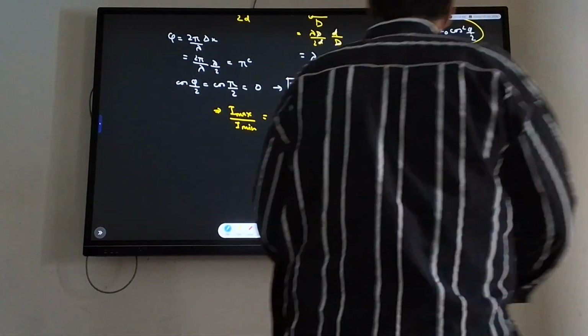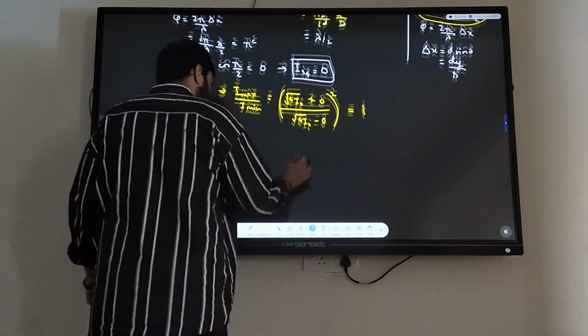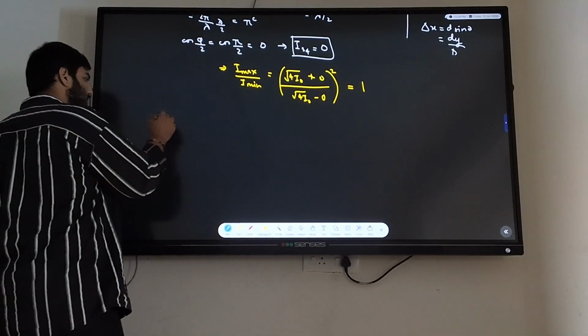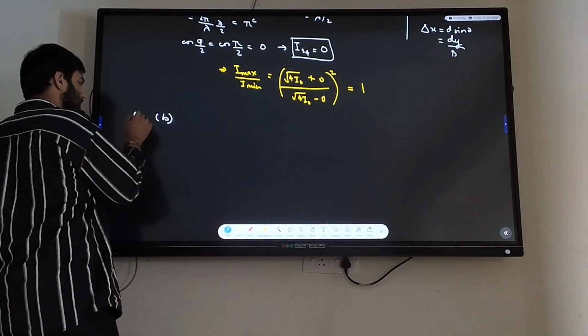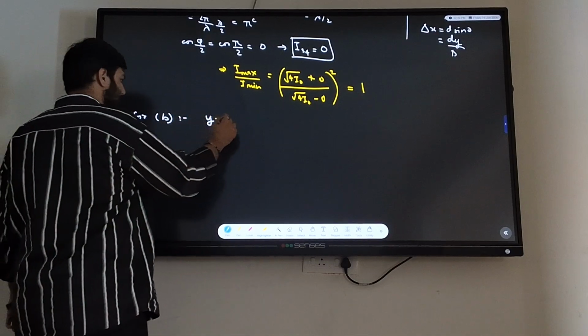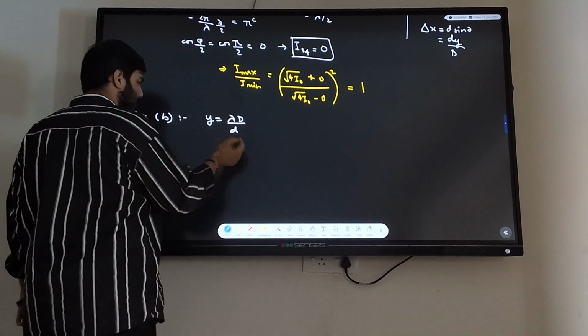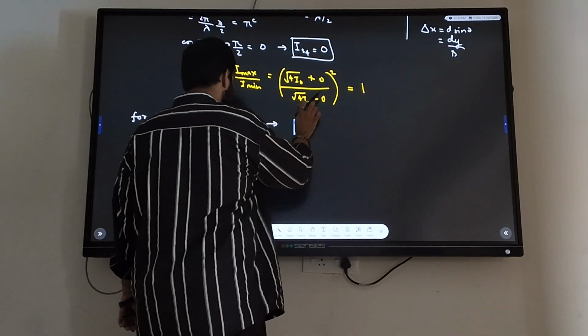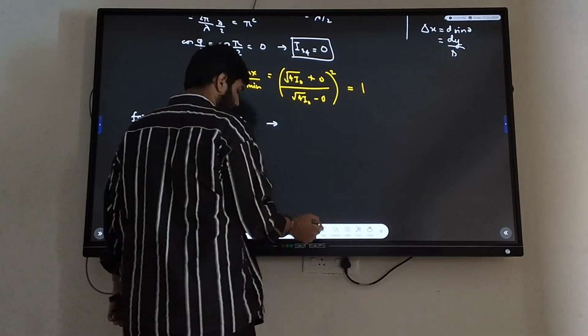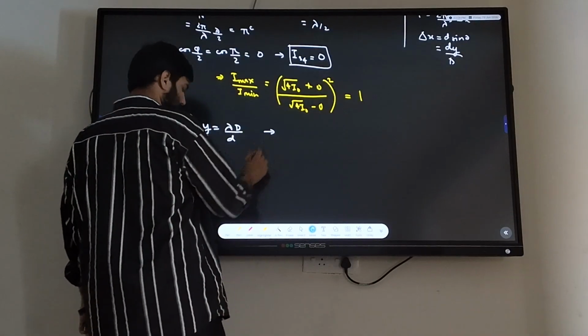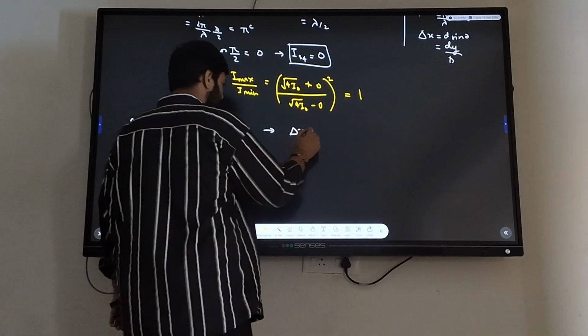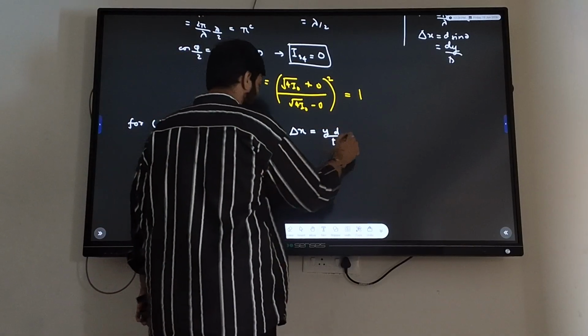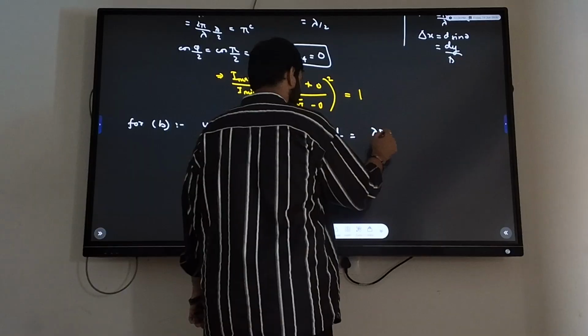Yes, so let me do the b part as well. बताओ b part का value कितना है? So what was the y for b? So y is equal to lambda capital D by small d, na? Then delta x is not delta x. What were we finding? हाँ, delta x से निकाल रहे थे ना? Delta x was y small d by capital D, and y is lambda D by d.